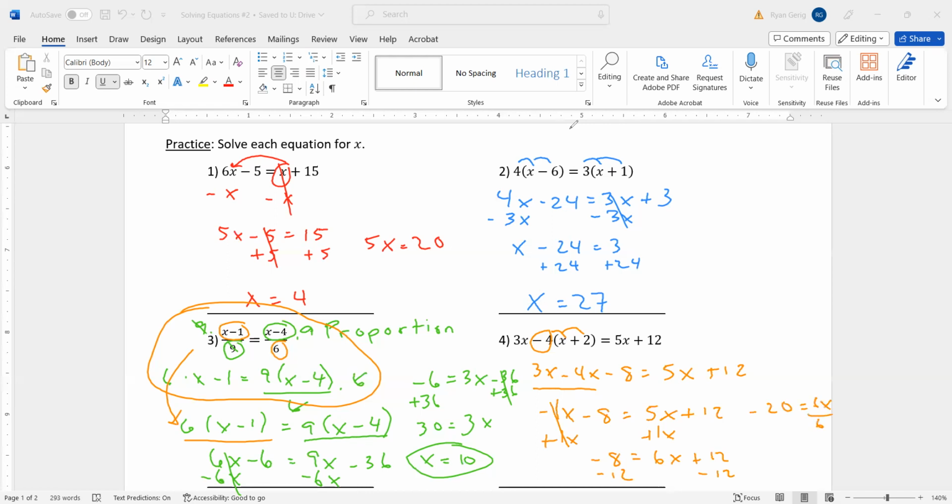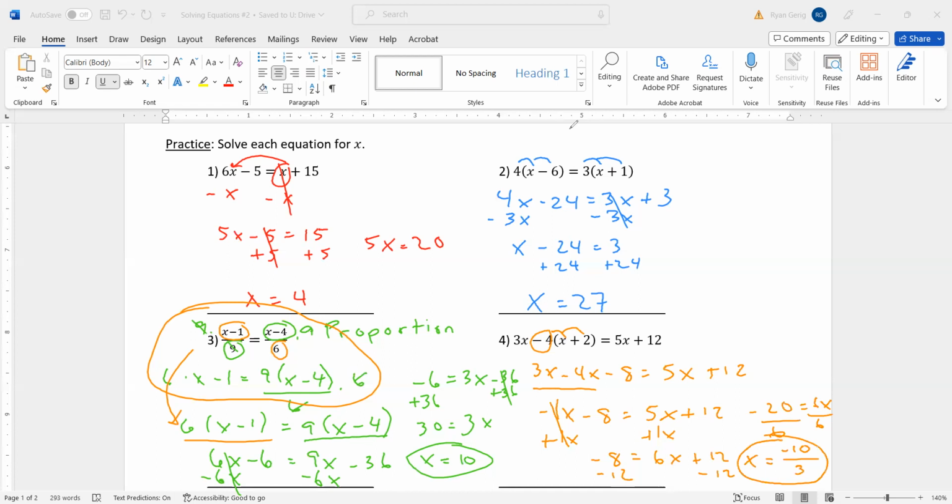Divide by 6 and you get a nasty number. I don't want to see decimals. Remember that. Don't want to see decimals. Reduce that fraction. I know I can take 2 out of both 20 and 6. So negative 20 divided by 2 is negative 10. 6 divided by 2 is 3. And that is my answer.